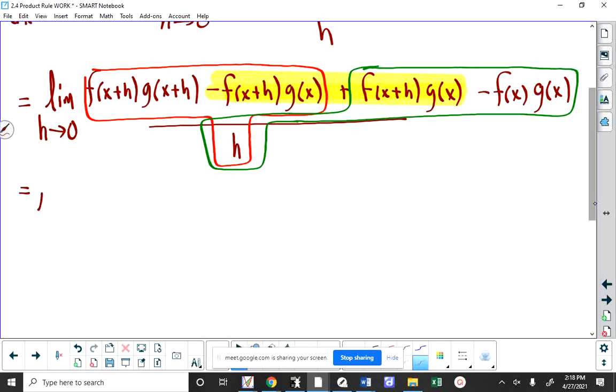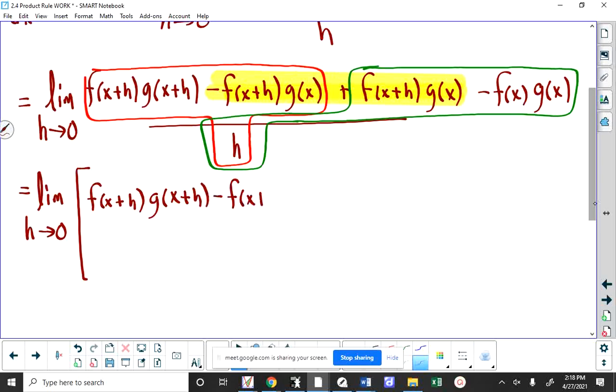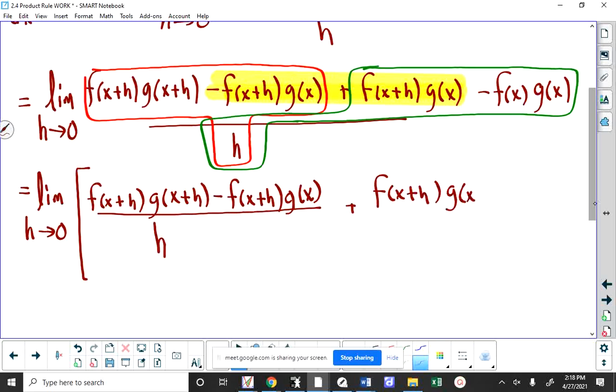So now I have the limit, and this is going to get really a little ugly before it gets nicer, of f of x plus h g of x plus h minus f of x plus h g of x over h plus f of x plus h g of x minus f of x g of x over h.